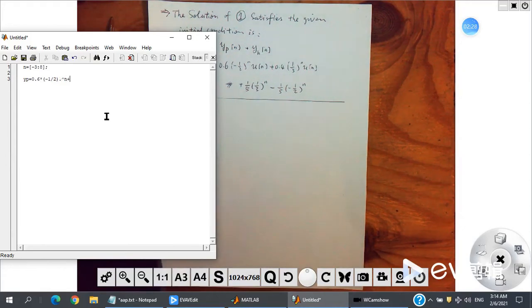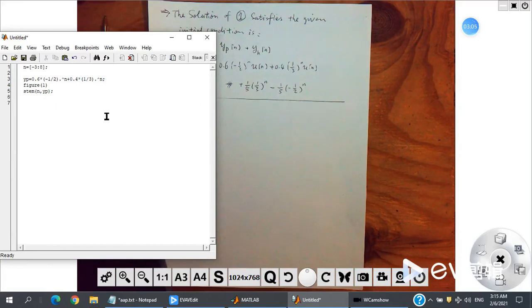Plus 0.4 times 1/3 to the power n. Okay, this is y particular, and we can have a look at these. So we can have a figure, the first figure, figure 1, stem n and yp. Okay, this is the first one.